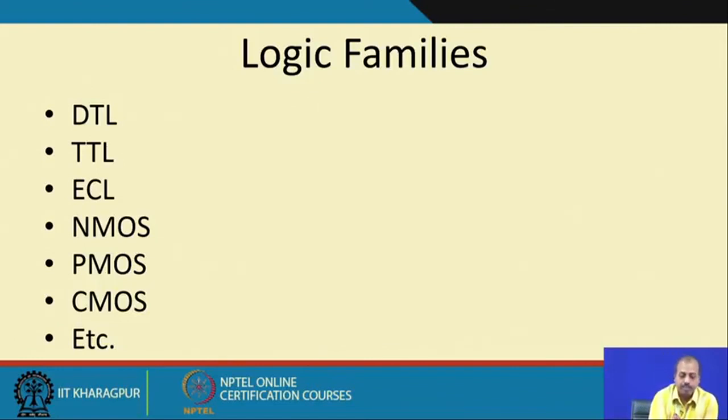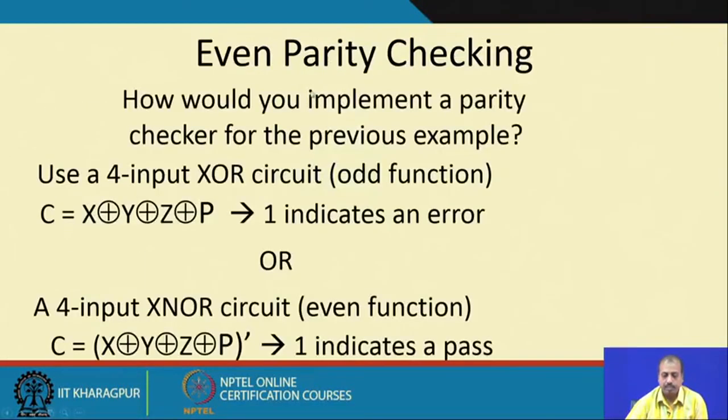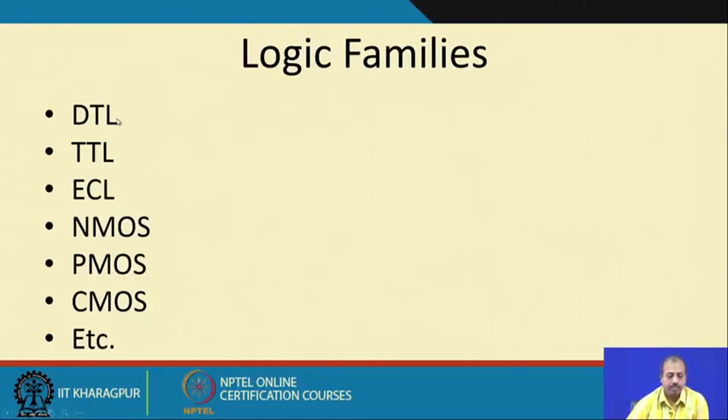For example, DTL stands for diode transistor logic, which consists of diodes and transistors. Then we have TTL, transistor-transistor logic, where all transistors are used for getting these basic logic gates. Then there is ECL logic, which is again another family.